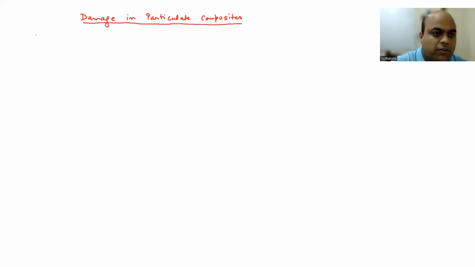So we'll talk about damaging particulate composite first, and then we'll come to fiber reinforced composites. Okay. So we'll first talk about how these particulate composites, MMCs, behave under monotonic loading or say tensile testing, right?